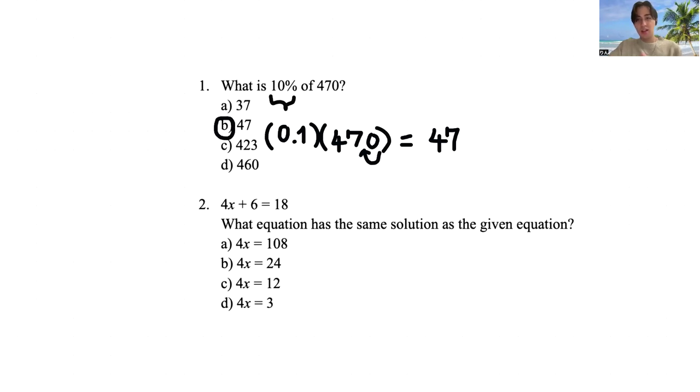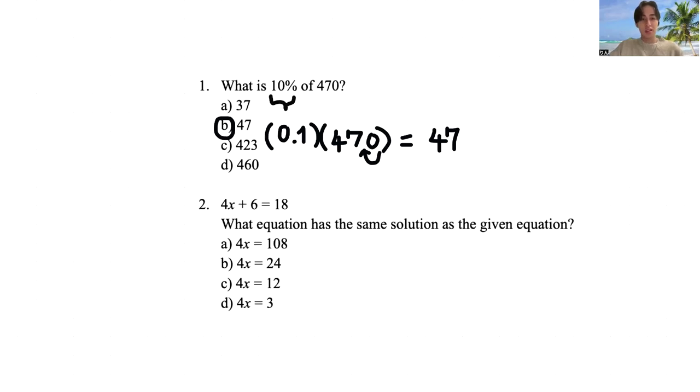If I'm not mistaken, the math module, the first part at least, you're allowed to use the calculator. So if you're unsure, you can just simply plug it into the calculator and you'll get the exact same thing.